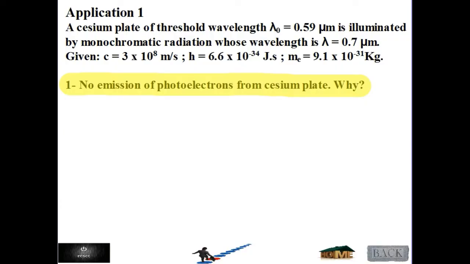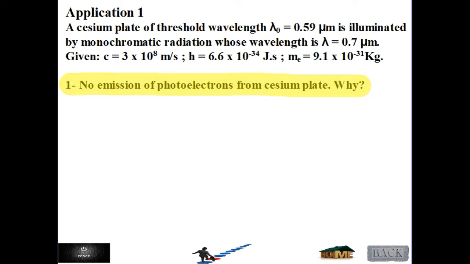A cesium plate of threshold wavelength lambda 0 equals 0.59 micrometer is illuminated by monochromatic radiation whose wavelength is lambda equals 0.7 micrometer. Given the speed of light in vacuum 3 times 10 to the power 8 meter per second, Planck's constant h 6.6 times 10 to the power minus 34 joules times second, and the mass of the electron Me equal 9.1 times 10 to the power minus 31 kilogram.